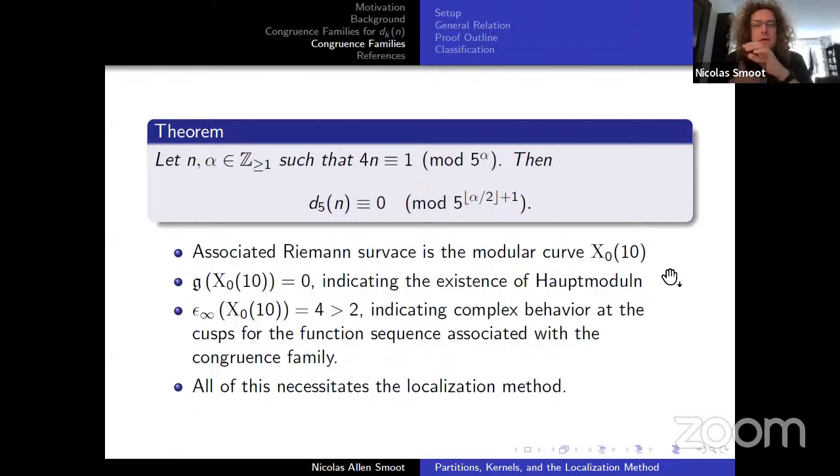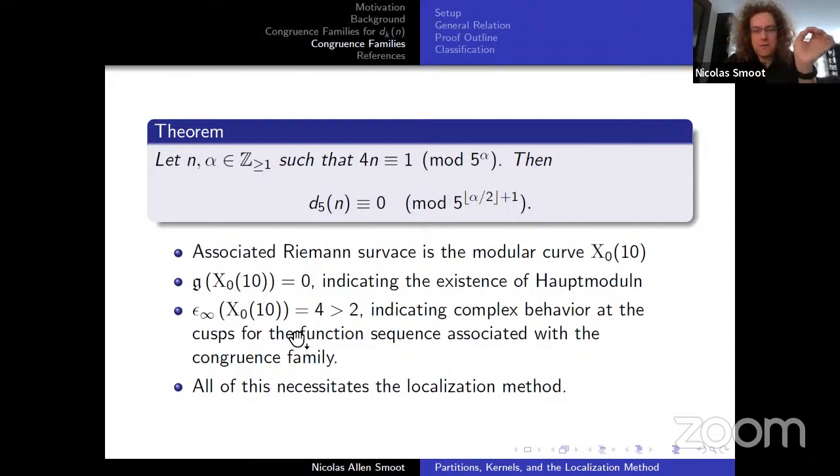Now, the big deal goes like this. By looking at the topological properties of this modular curve, that can inform how complicated the proof is going to be of this congruence family. The genus is 0, so this is topologically equivalent to a sphere, 0 handles. That means that each modular function corresponding to a case of this theorem can be written effectively in terms of a single special function, a Hauptmodul.